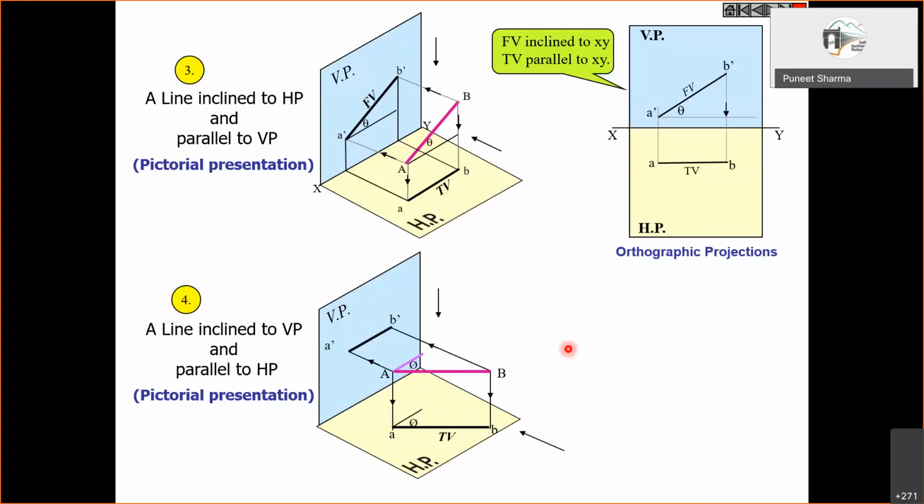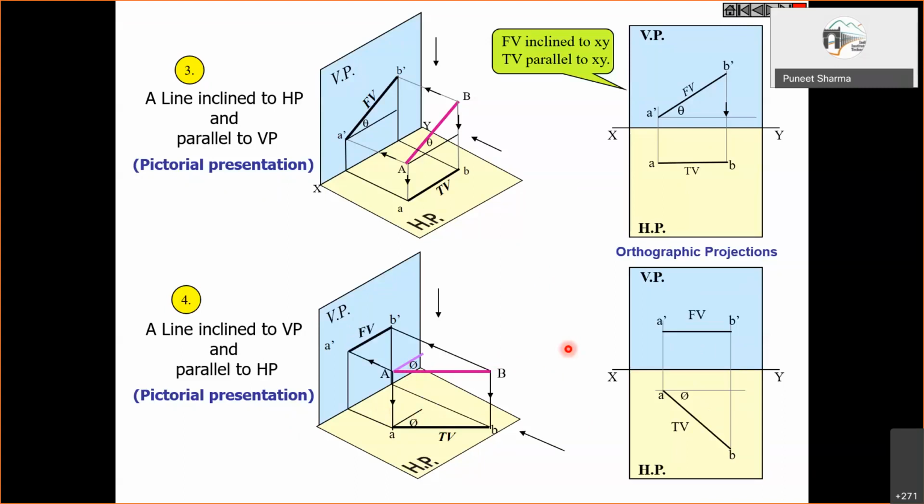And then the front view is the reduced length. So just the opposite characteristics we observe. So we have this top view giving us the true length. The inclination of the top view with the XY line is equal to the inclination of the line with the vertical plane. So this phi here, this phi here are the same. Then the front view gives us the reduced length and it remains parallel to the XY line.